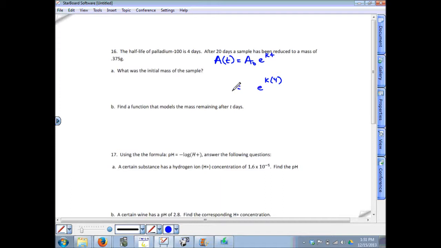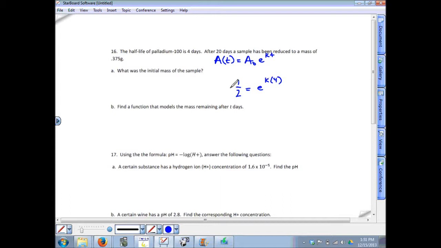So if we took the initial mass and divided it by that half that was remaining, we would get a value of 1/2 right here. Now what we're doing is solving for k, which I know part A isn't asking for, but it's going to help us find the initial mass if we know the value of k.